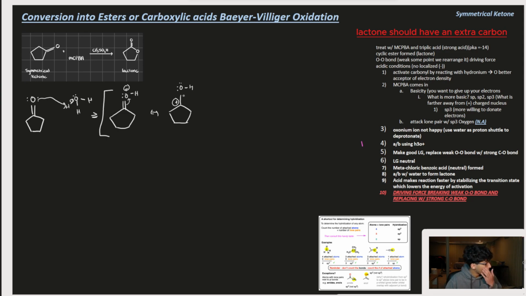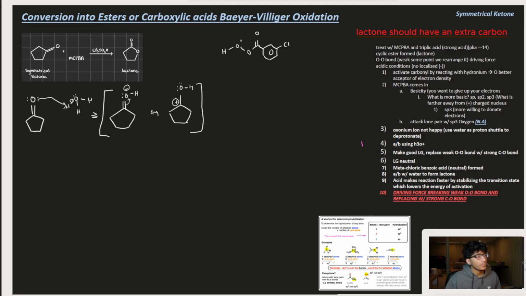Now we're going to use MCPBA. So this is how you draw MCPBA. It's a weak bond with two O's, and then maybe I'll draw it this way. Yep, this looks like it. And then they have this aromatic ring, and then you have Cl. Let me draw Cl like this.